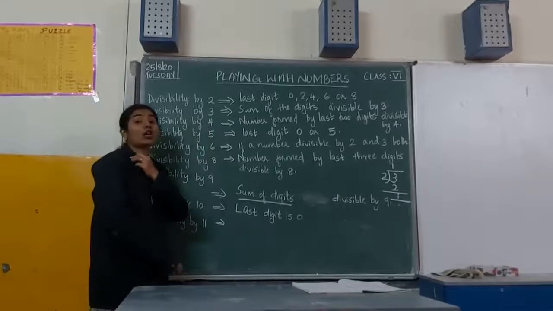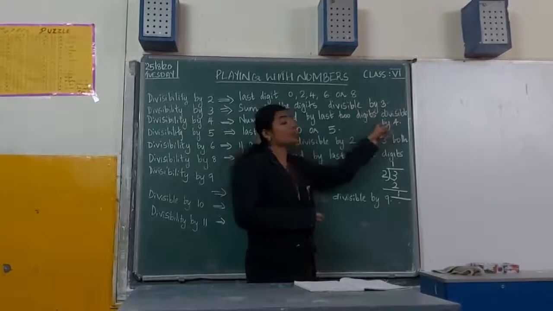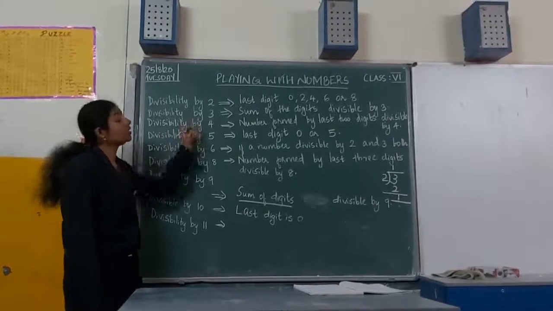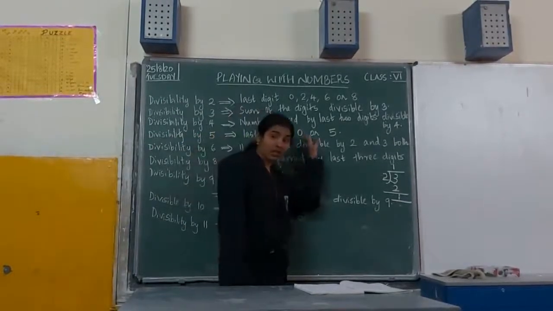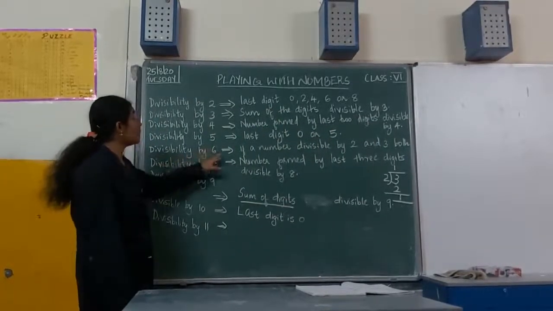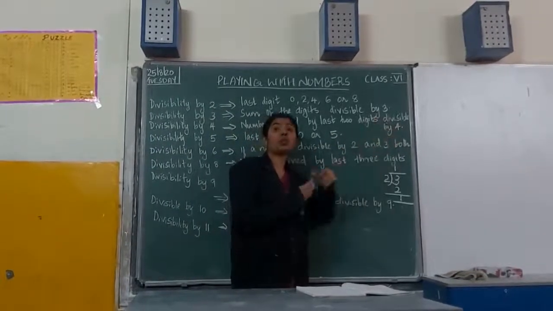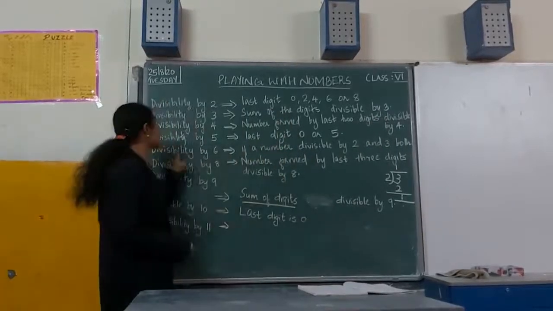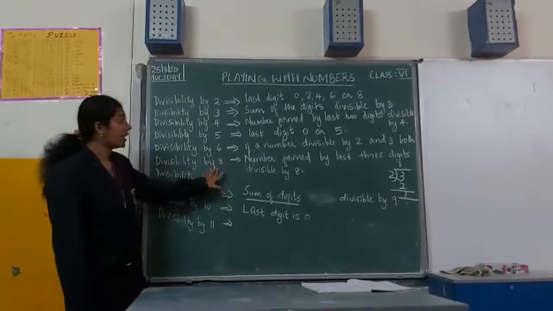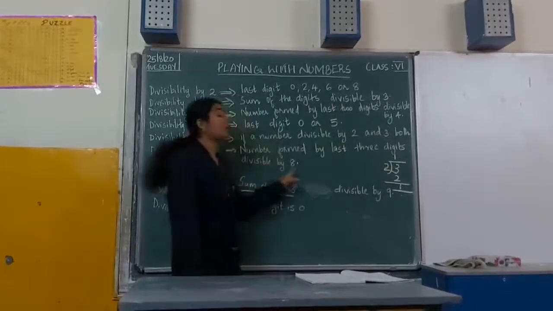Divisibility by 4. How to check the divisibility by 4? The number formed by the last 2 digits should be divisible by 4. Check the divisibility by 5. The last digit should be 0 or 5. Next, divisibility by 6. If the number is divisible by both 2 and 3, then we can say the number is divisible by 6. How to check the divisibility by 8? The number formed by the last 3 digits should be divisible by 8.